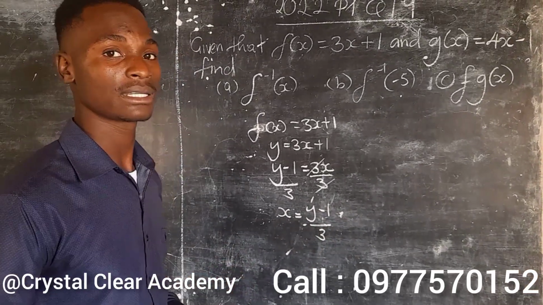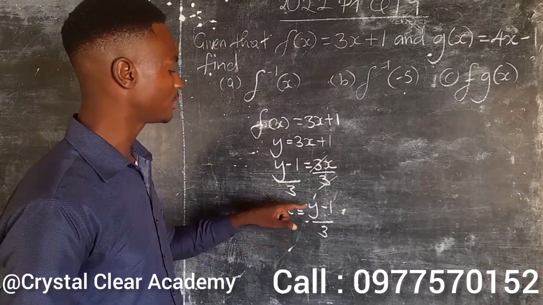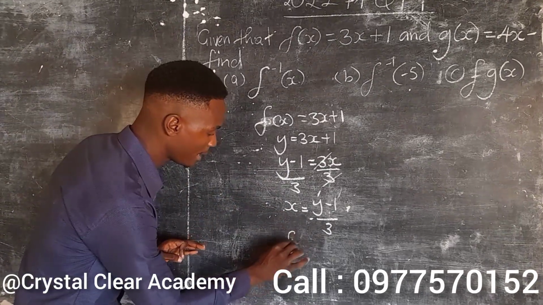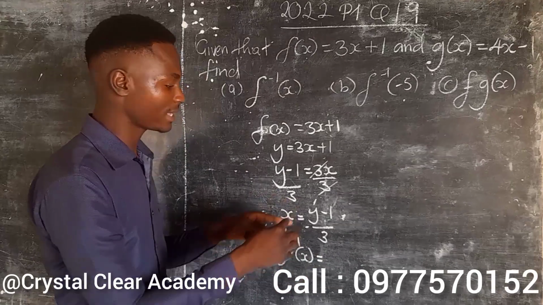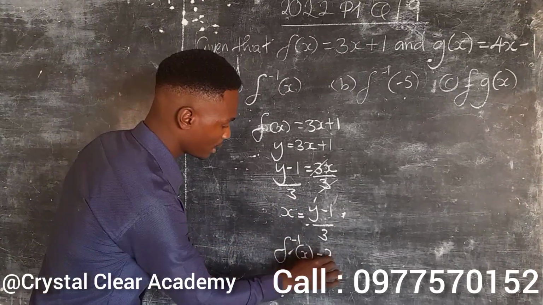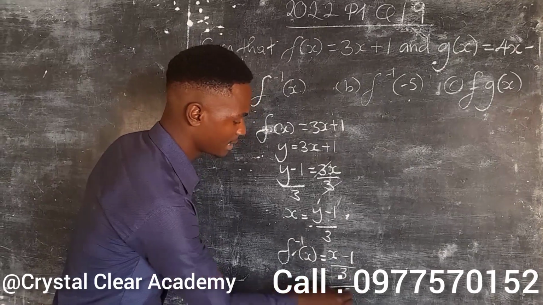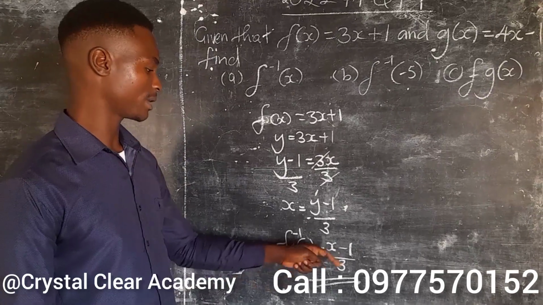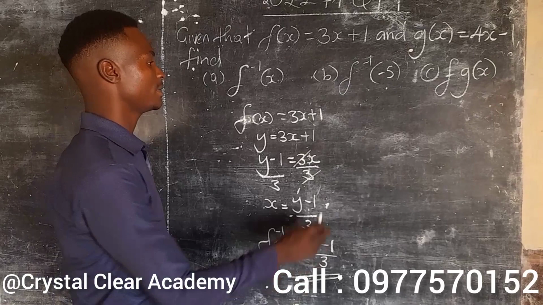Then the last step is to attach the inverse function notation, which is this one, and replace y with x. So f inverse of x is equal to, remember to replace y with x, x minus 1 over 3, and this is the answer. The answer is x minus 1 over 3. Let's go to question B.